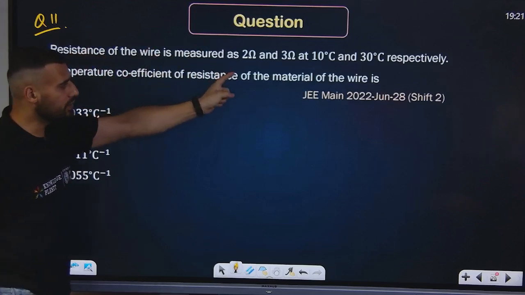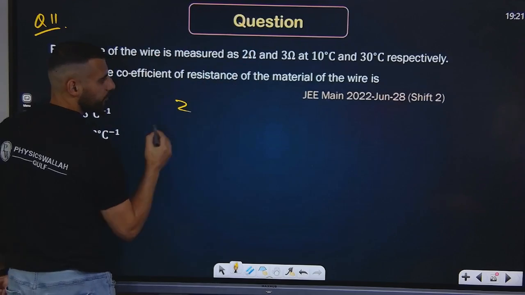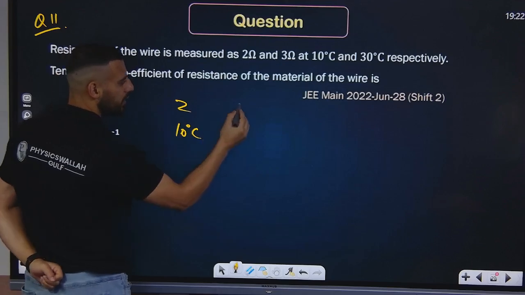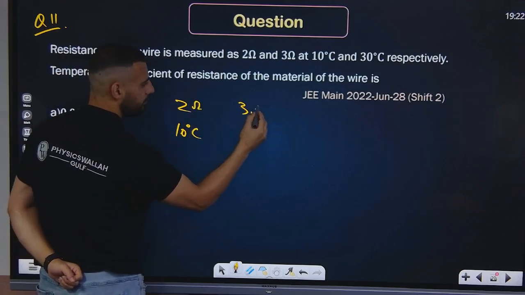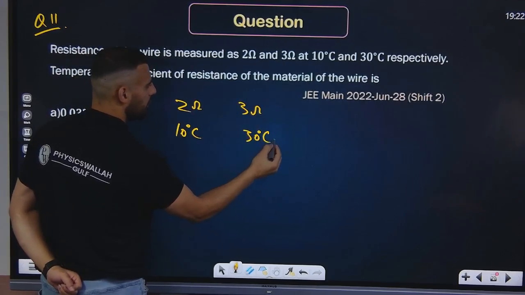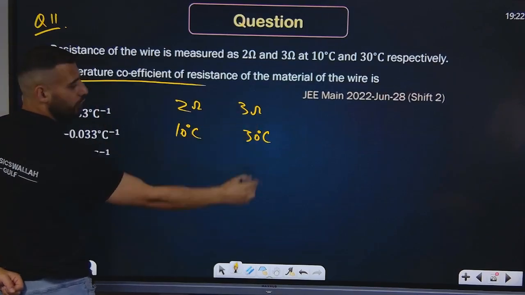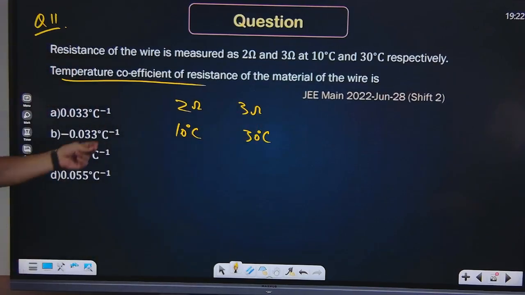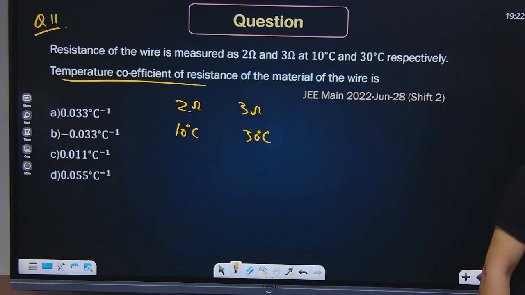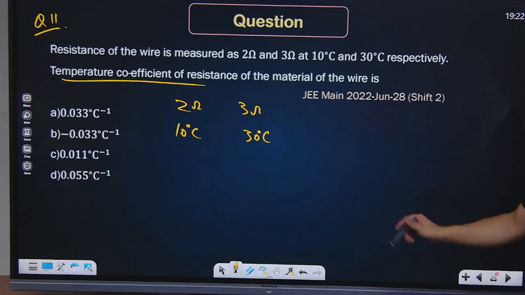Resistance of wire measured as 2 ohm when the temperature was 10 degrees Celsius. It was 3 ohm when it is 30 degrees Celsius. Alpha is equal to R0 into... Find the temperature coefficient of resistance. Come on, do this at home. R is equal to R0 into 1 plus alpha delta T. Yeah. Do you know that equation?